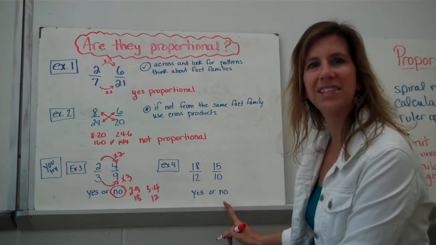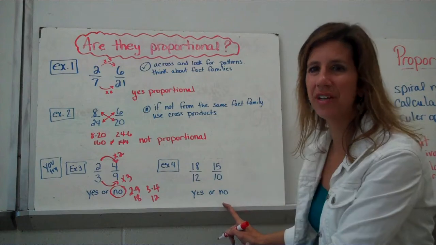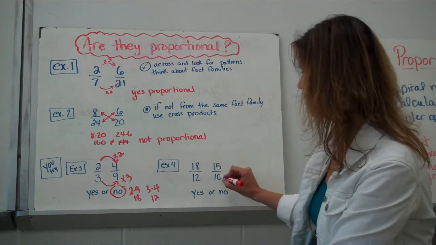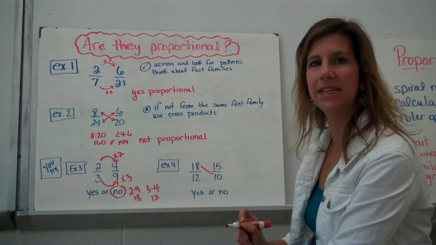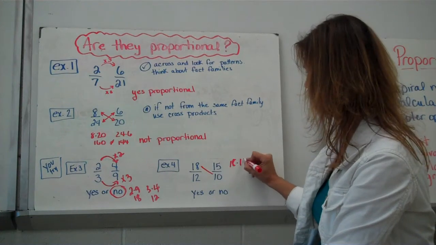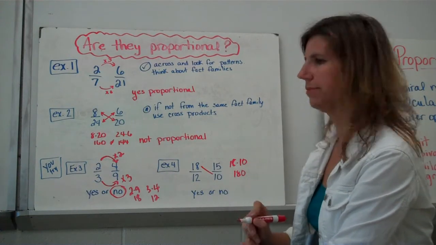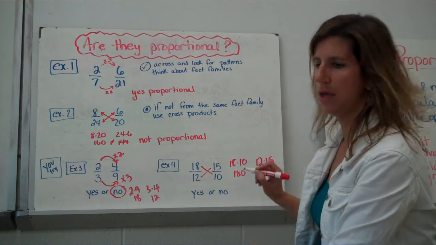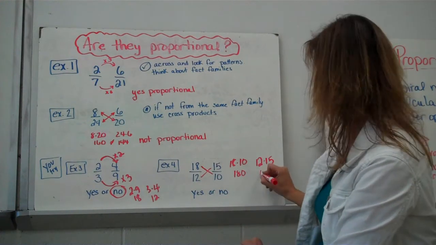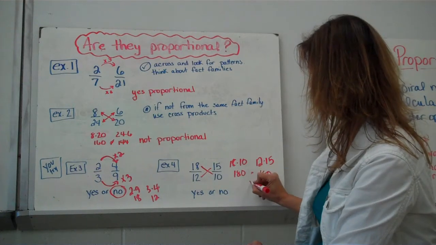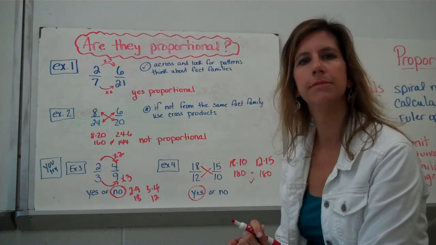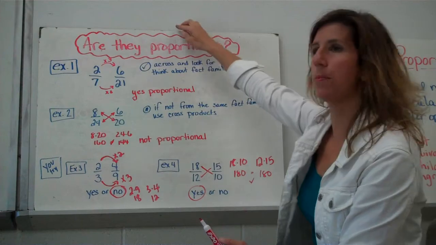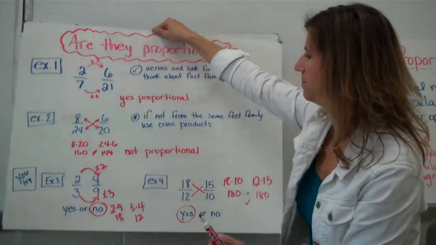All right, for this one, example 4, those numbers are not very friendly, are they? No, instead, we're going to use cross products. So we're going to put the 18 and the 10 together. You get 180. You're going to put the 12 and the 15 together. And let's see, I got 180. So, yes, they are proportional. All right, we're going to do some more practice problems with that in class.